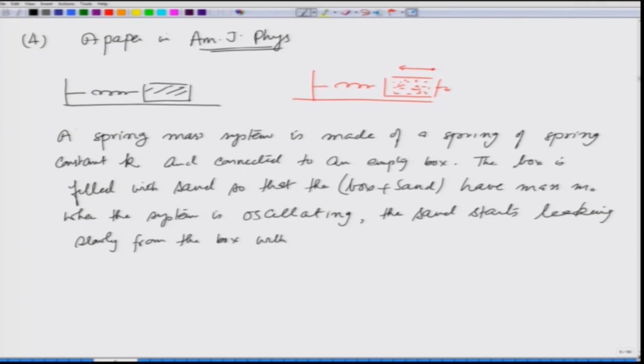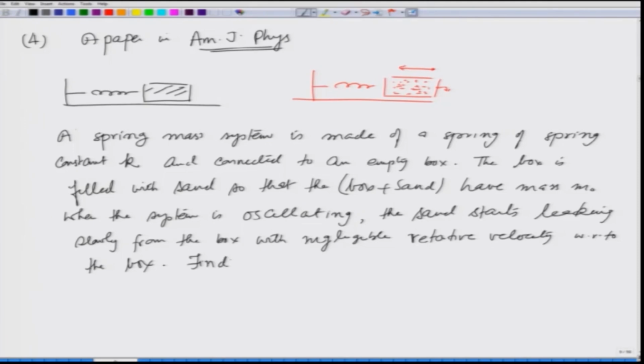with negligible relative velocity with respect to the box. What that statement means is that the velocity of sand which is falling or leaking is the same as the velocity of the box at that time, with negligible relative velocity with respect to the box.